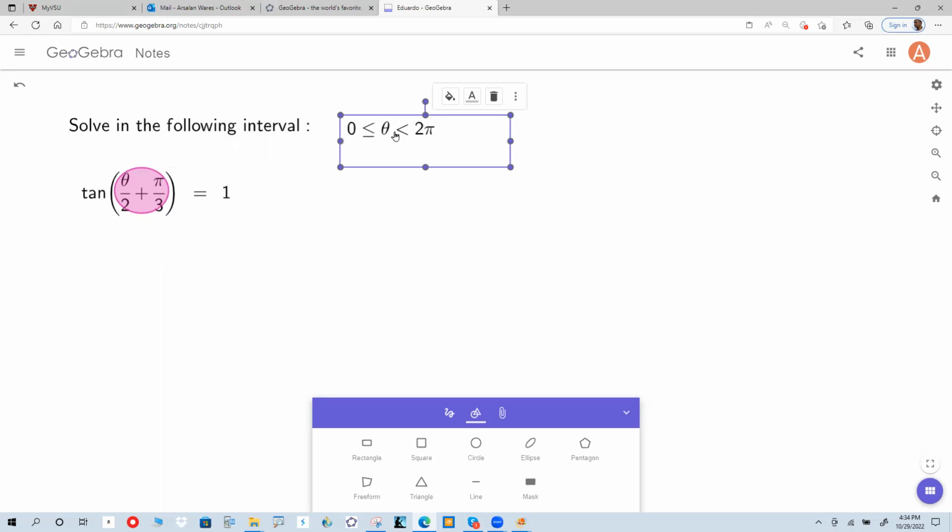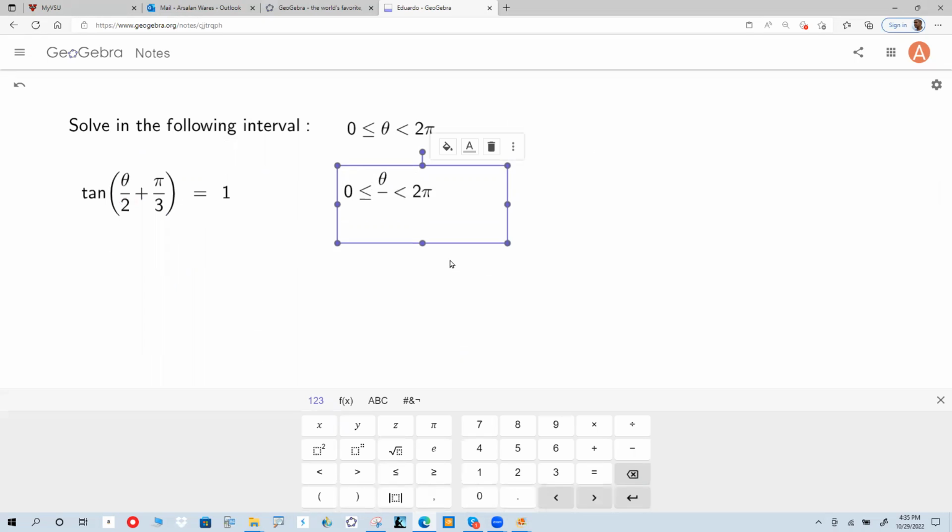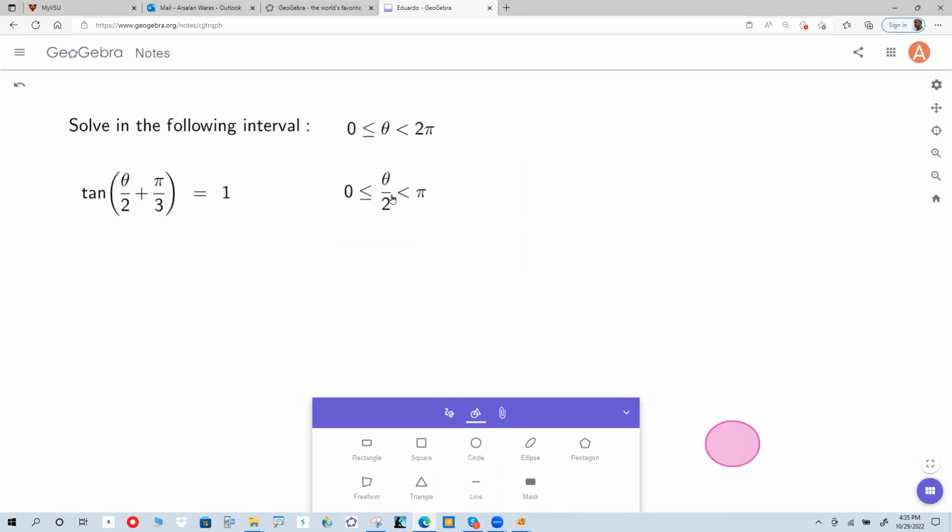And I would like to see, instead of theta, theta over 2 plus pi over 3. Let's see how we can do it. First, I'm going to divide all parts of the inequality by 2. 0 divided by 2 is still 0, nothing to worry about. 2 pi divided by 2 is just pi. So far, so good, hopefully. Then I have to add pi over 3 to all the parts.